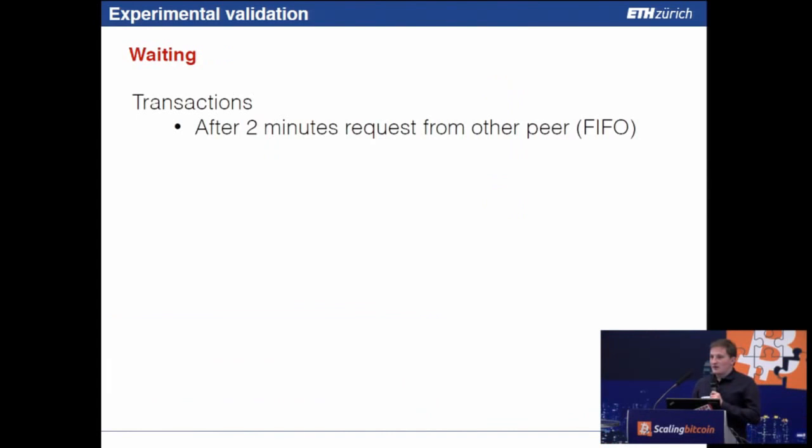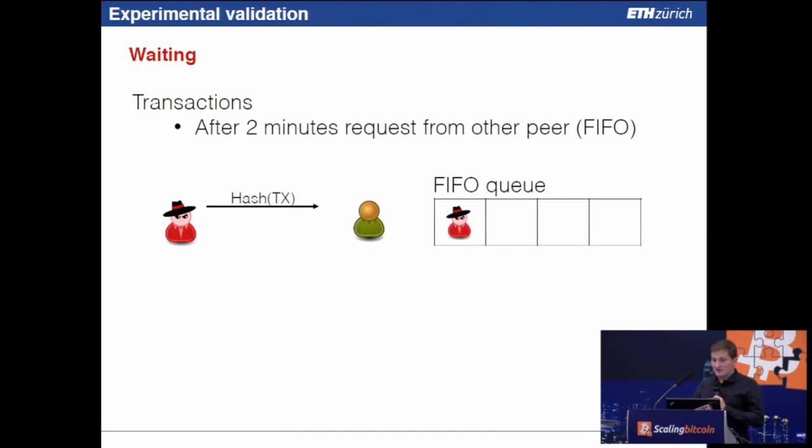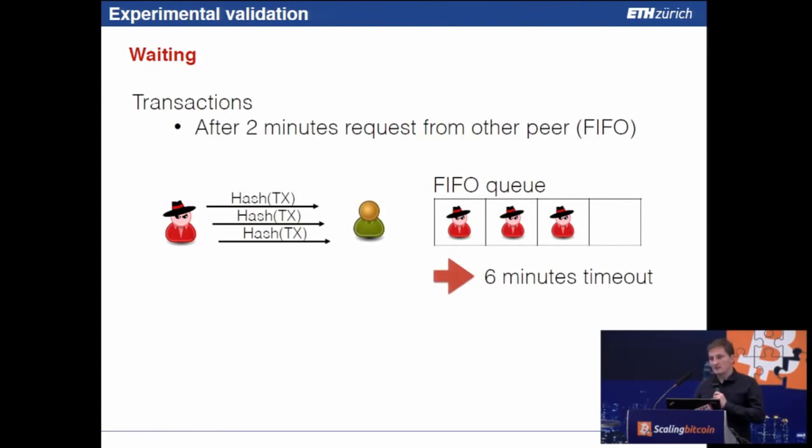The second requirement is waiting. Okay, let's first take transactions because they're a bit easier. For transactions, we currently have a FIFO queue. So if an adversary advertises a transaction hash multiple times, there will be a 2-minute timeout each time. So in this case, a 6-minute timeout in total. And we're done. Basically, this is the technique for blinding a peer from a transaction.